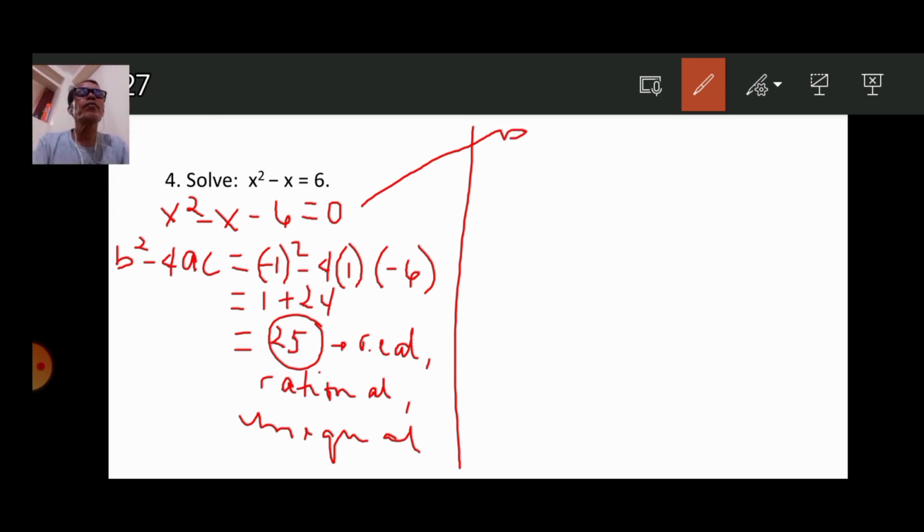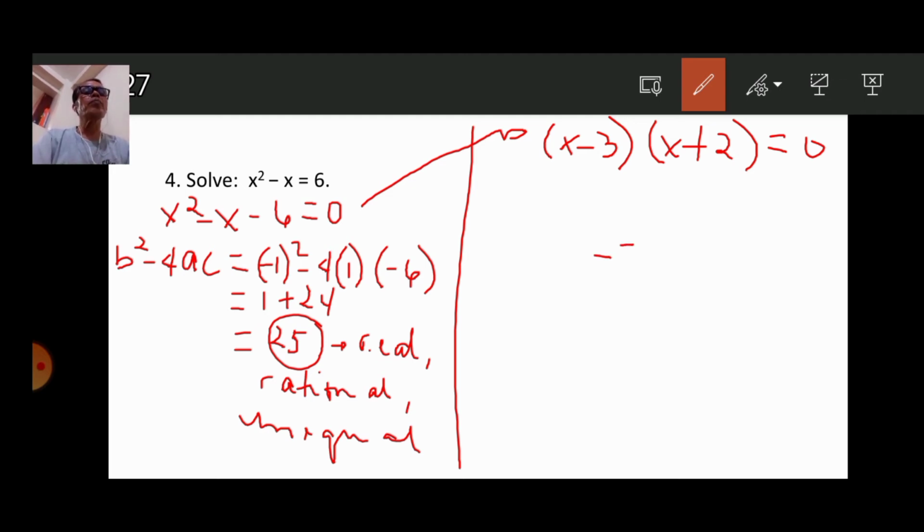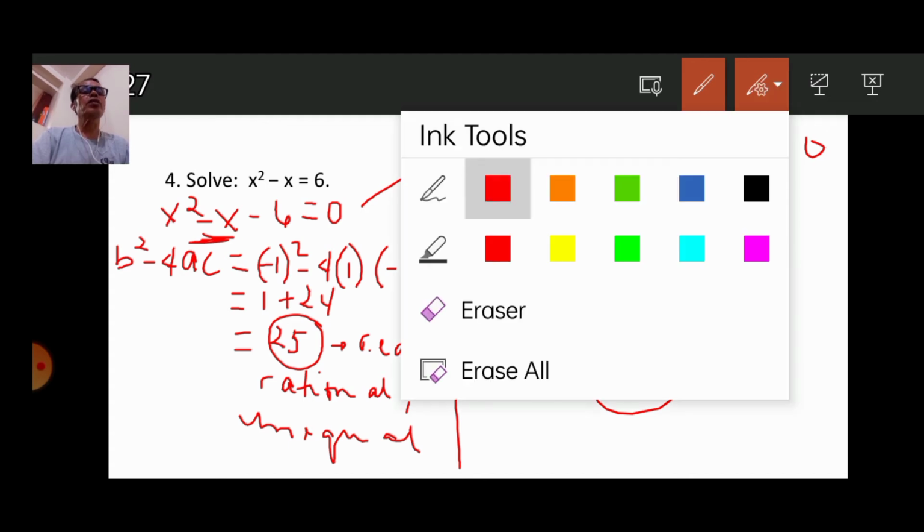So it can be factored. The factors are x minus 3 times x plus 2 must be equal to 0. So we are going to check. Negative 3 times x, you will have negative 3x. X times 2 is 2x. If you add, you will have negative x, which is the middle term. So our factors are correct.